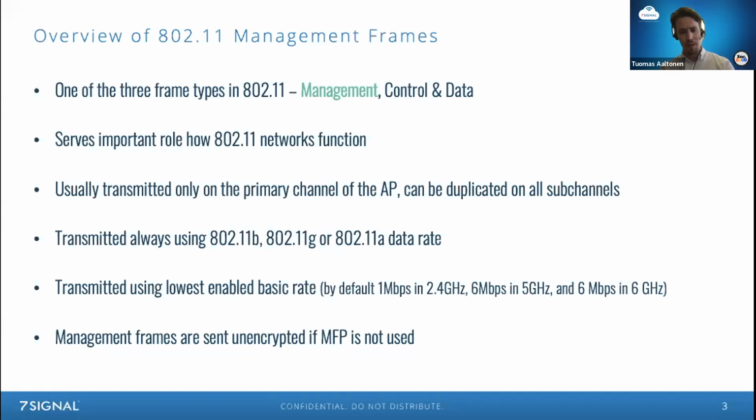These frames are transmitted with the lowest enabled basic rate. By default, that's 1 megabit per second on the 2.4 gigahertz band and 6 megabits per second on the 5 and 6 gigahertz bands. This can also have an impact on how your Wi-Fi network performs. I talked about co-channel interference and management frames in my previous webinar, so if you want to watch that, there's some information about how these management frames and these low data rates can have a negative impact on your Wi-Fi network.